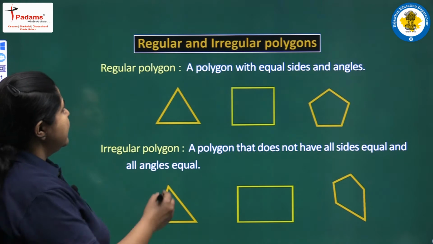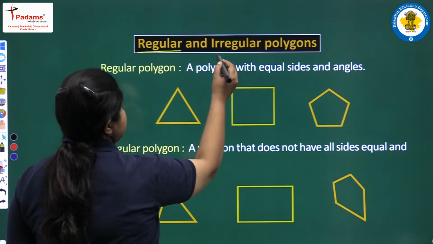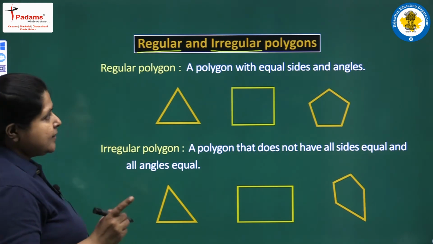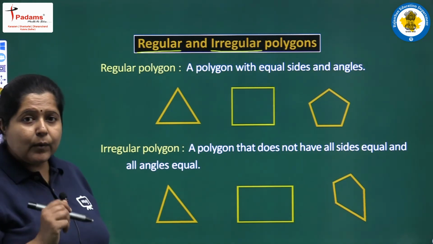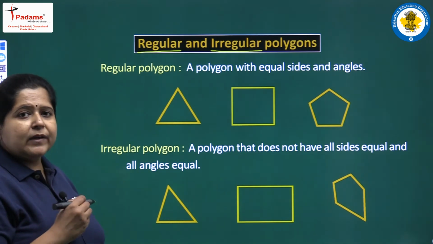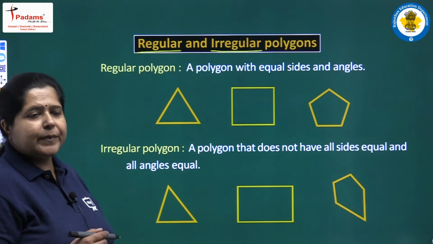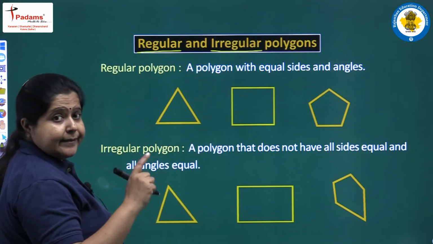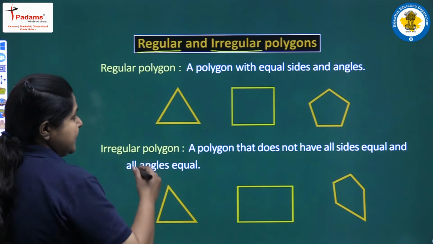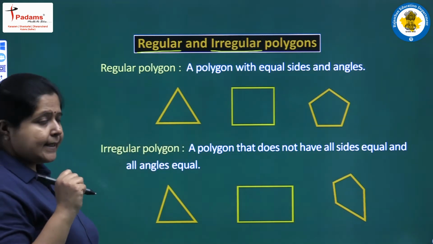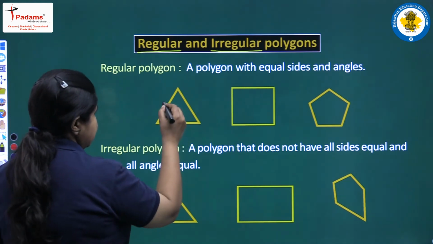Next we take a regular and an irregular polygon. What is a regular polygon? A polygon with equal sides and equal angles. All the sides will be equal and all the angles will also be equal. You can see these figures are equal in measurement from all sides, and we mark equal sides by a small cut in between.